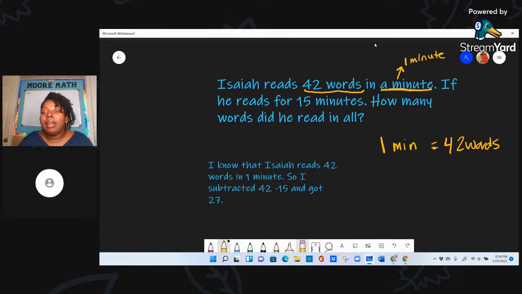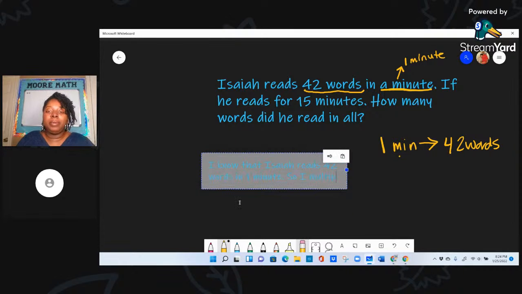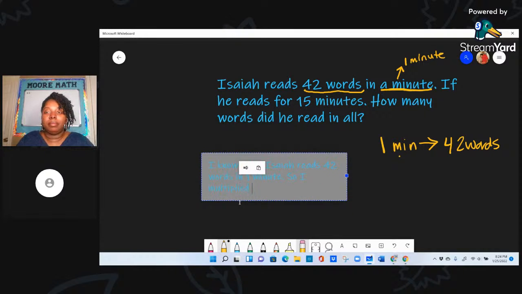So what are we going to have to do? Every minute, 42 words. Multiply. Good. So let's change that. I multiplied. What are you multiplying? 42 times 15. Good.